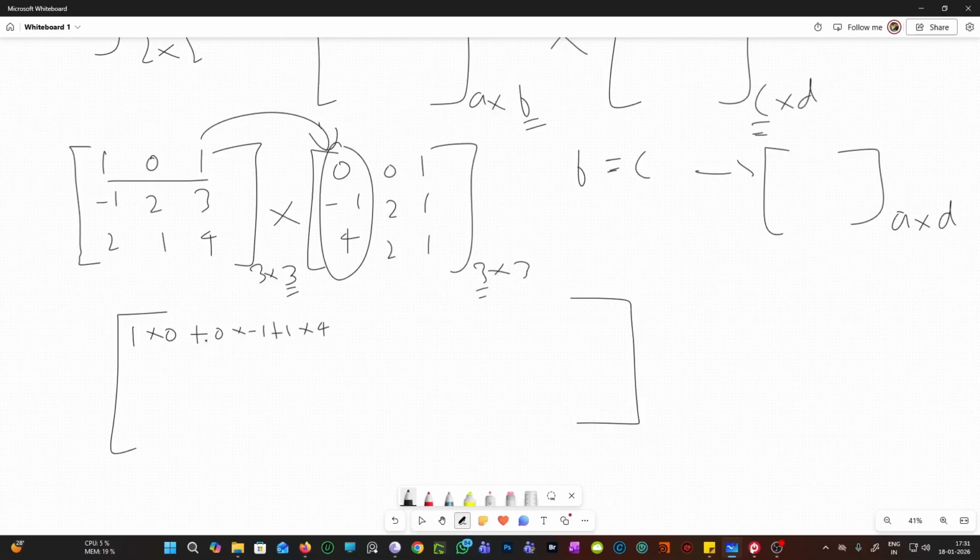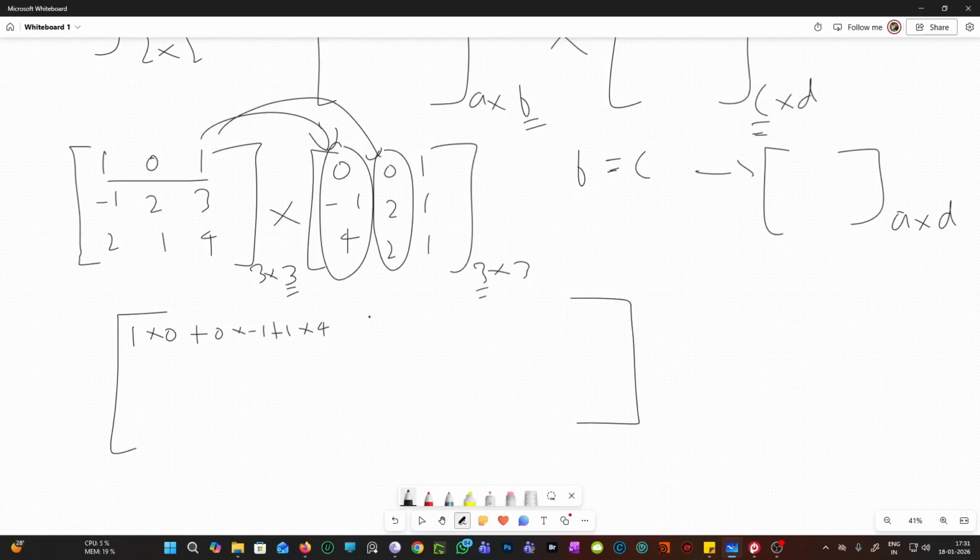Remember to add here, because that's how this actually works. This is the rule for how we multiply a matrix: we multiply a row by the corresponding column, the multiplication takes place between the corresponding elements, and then we add those products. That's how we get the first element of the output matrix. Now for the second element, we similarly multiply this whole row by this second column.